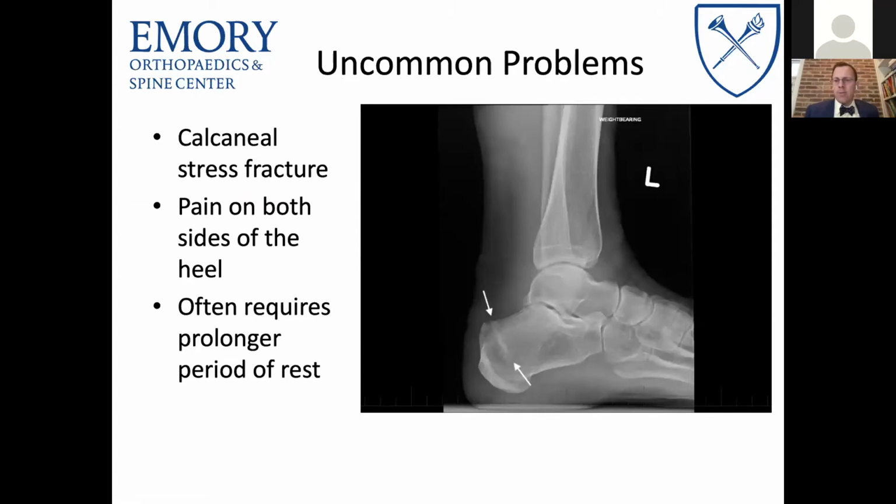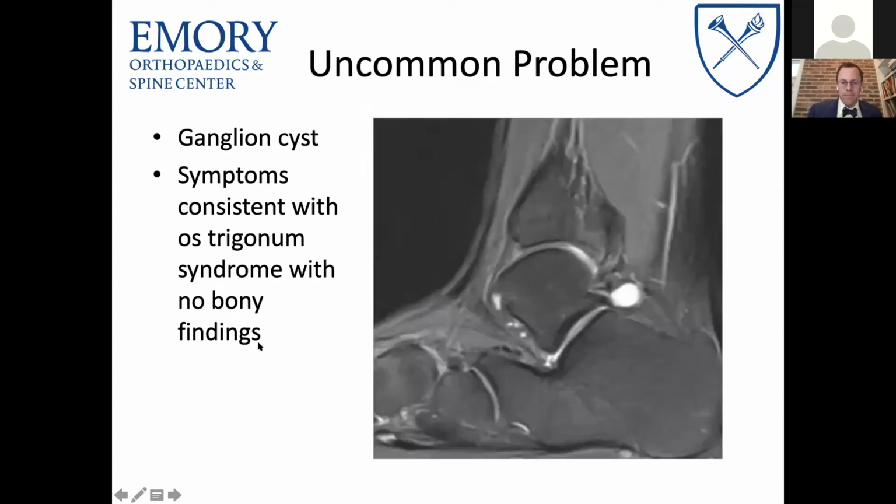In the last minute or two, I just want to talk about some uncommon problems you don't want to miss. A calcaneal stress fracture can be really challenging to recognize. It often has that same type of pain. I think the biggest physical exam finding you'll notice is if you squeeze the heel on the inside and the outside, it often causes pain, whereas insertional tendonitis causes pain in the back, or if you poke in the back. So if there's pain on both sides of the calcaneus, look for this dreaded line. And this often requires a prolonged period of rest to treat.